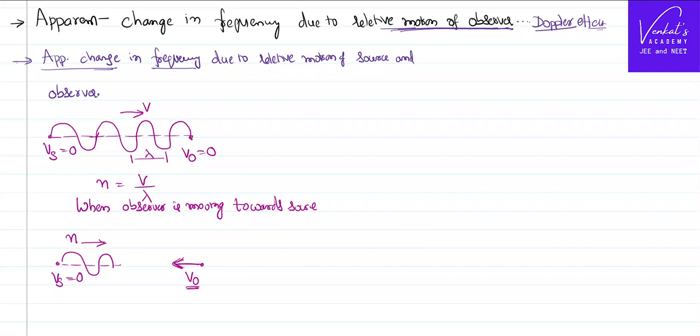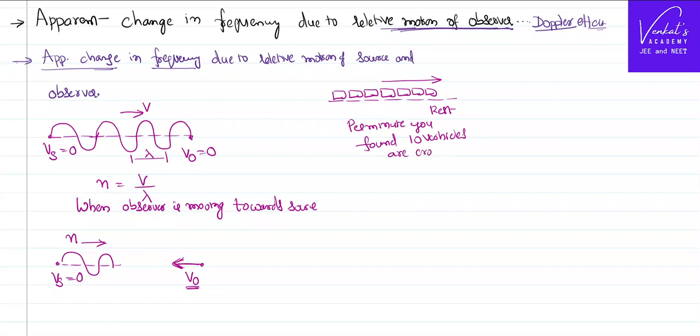Let's imagine you are standing at rest on a highway. There's a convoy of vehicles, like an army convoy, going at regular intervals. They are all crossing you. You are counting how many are crossing per minute. Say, for example, you found that some 10 vehicles are crossing you when you are at rest.